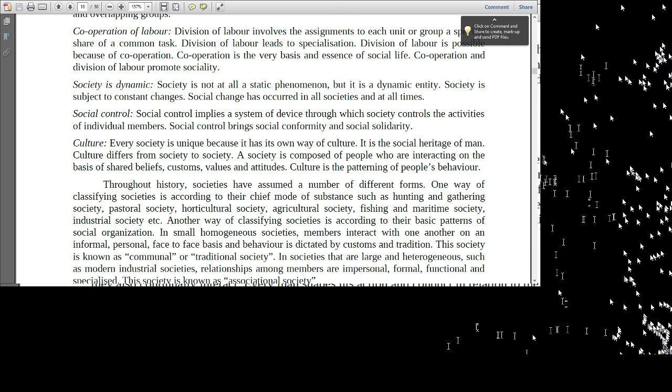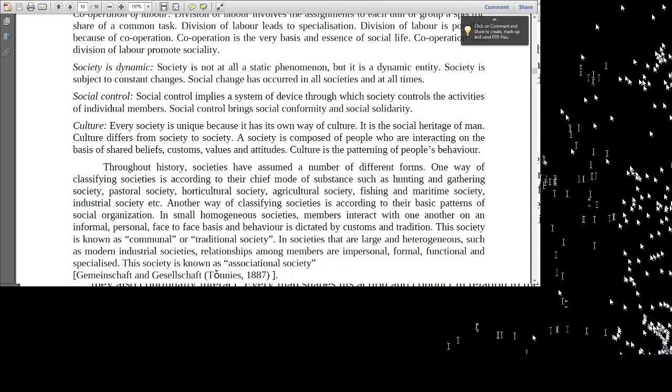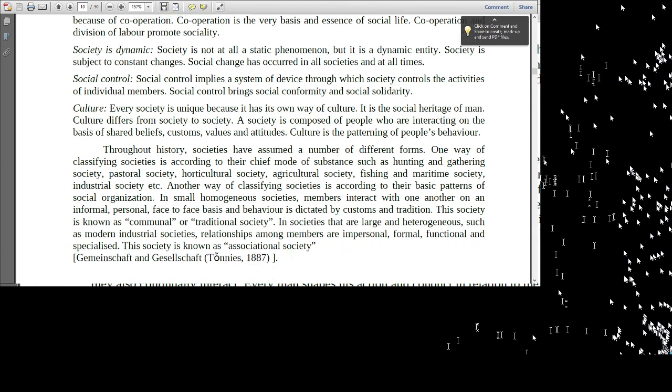And another way of classifying society is according to their basic patterns of social organization. In small homogeneous societies, members interact with each other on an informal, personal, face-to-face basis. This society is known as communal or traditional society. In societies that are large and heterogeneous, such as modern industrial societies, relationships among the members are impersonal, formal, functional, and specialized. This society is known as associational society. These are the different kinds of society.